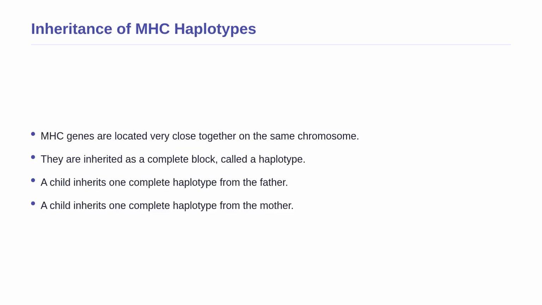Now that we have calculated individual expression, let us explore how these genes are passed down, which is critical for organ transplants. MHC genes are located very close together on the same chromosome. Because of this, they are inherited as a complete block, which we call a haplotype. A child will inherit one complete haplotype from their father and one complete haplotype from their mother. This Mendelian inheritance pattern allows us to calculate the probability of 2 siblings being an exact genetic match.